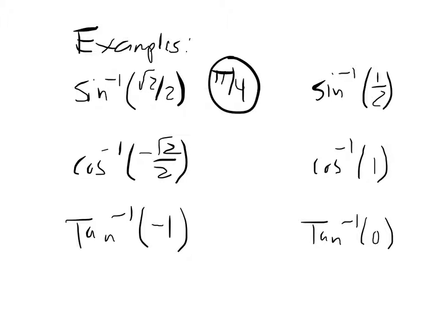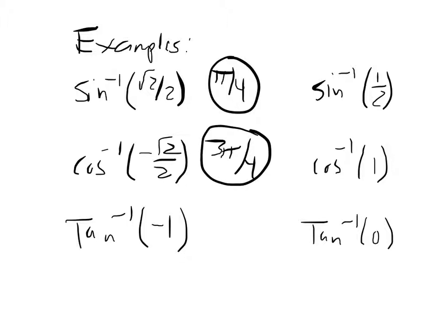Next, cosine inverse of negative root 2 over 2. We remember that we pick our angle between 0 and pi, and we're looking for an angle between 0 and pi that has a cosine of negative root 2 over 2. And that's going to be 3 pi over 4.